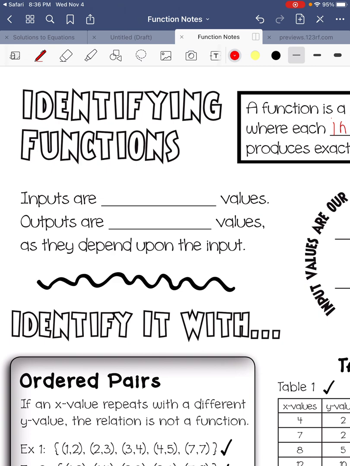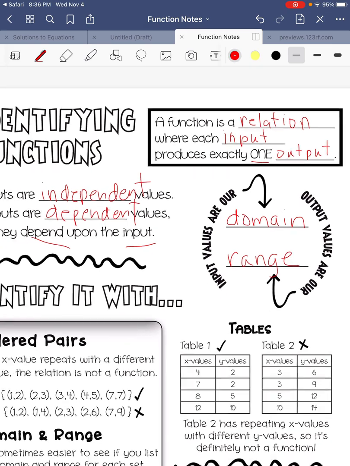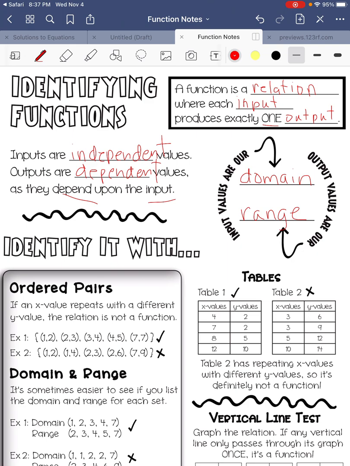All right, inputs are independent values. Okay, outputs are dependent because they depend on the input. Okay, and then here in the circle it says input values, this is called our domain, and our output values are called our range. Okay, so just some vocabulary words you kind of need to understand.